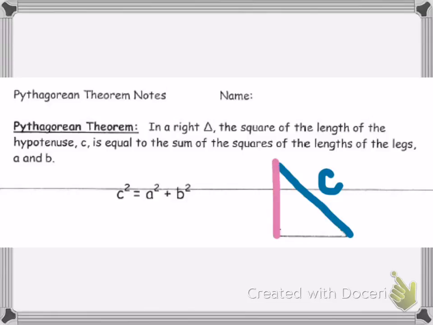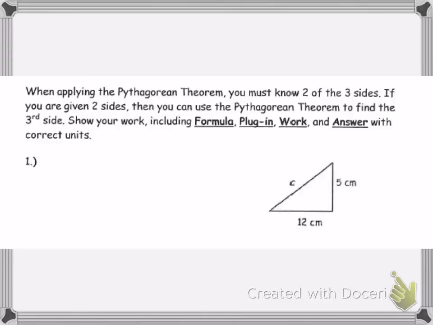So here's one leg, we'll call that a. Here's another leg, we'll call that b. And the legs always form the right angle of the right triangle. So when you're applying the Pythagorean theorem, you have to know two of the three sides. In this given right triangle, we happen to know one of the legs is 5 centimeters and the other leg is 12 centimeters. And again, I know that those are the legs because they form the right angle of the triangle.